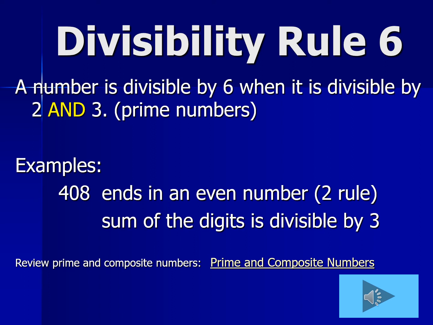So we will see in this example, 408. It ends with 8, so it is an even number. So 408 is divisible by 2. Then we will add the digits of the number. 4 plus 0 plus 8, we get 12. Now 12 is divisible by 3. So 408 is divisible by 3. Thus we can conclude that 408 is divisible by 6 also.